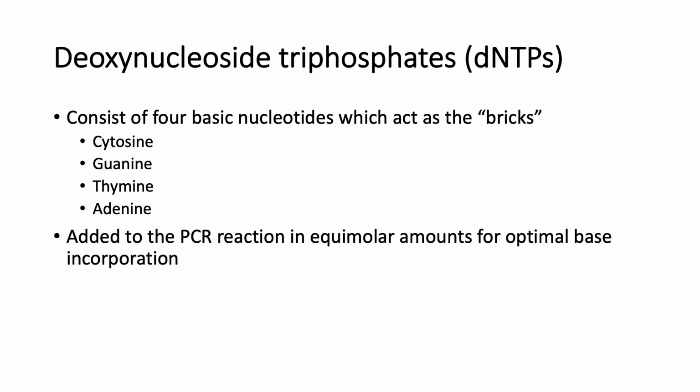Another important component is the deoxynucleoside triphosphates, or dNTPs. Your dNTPs consist of four basic nucleotides: cytosine, guanine, thymine, and adenine. These dNTPs are added to the PCR reaction in equimolar amounts for optimal base incorporation.